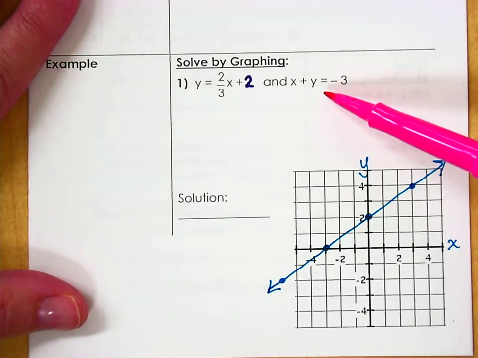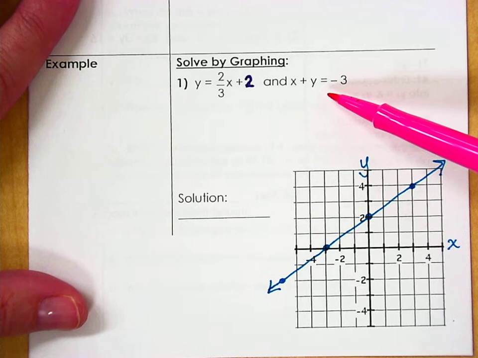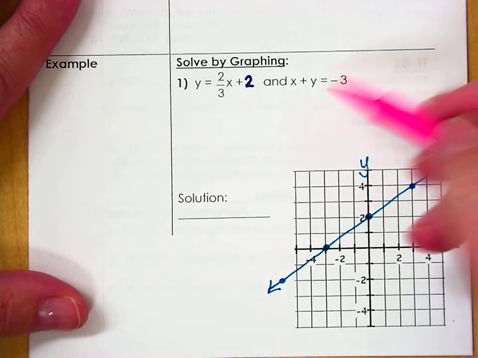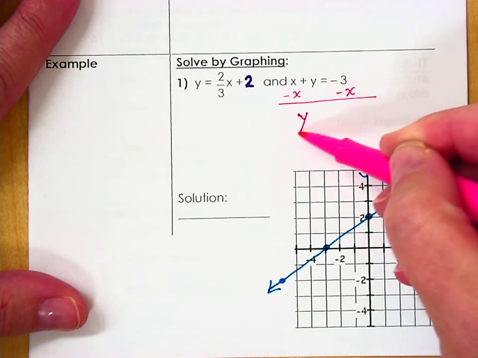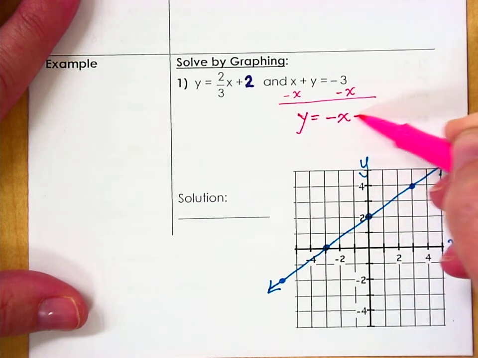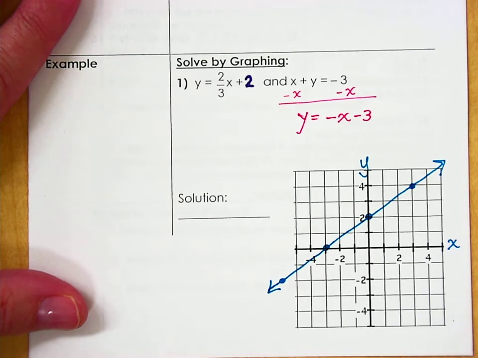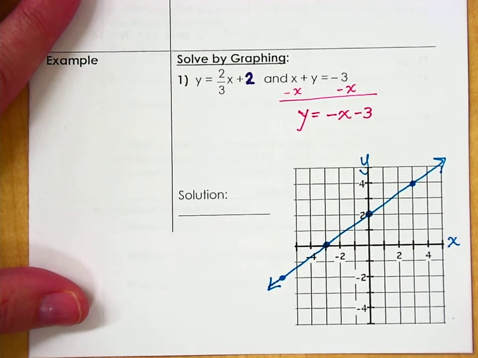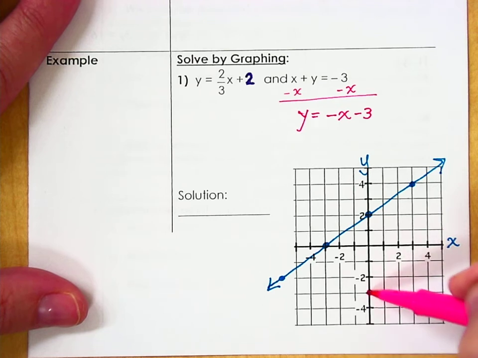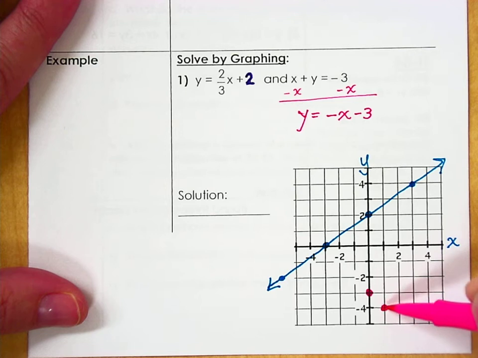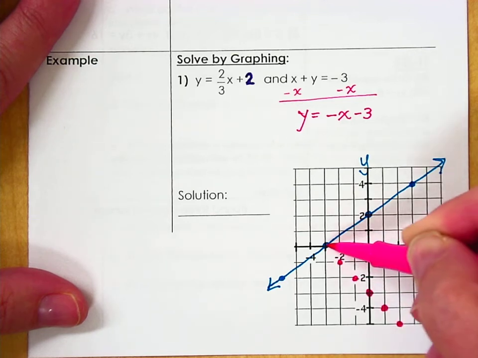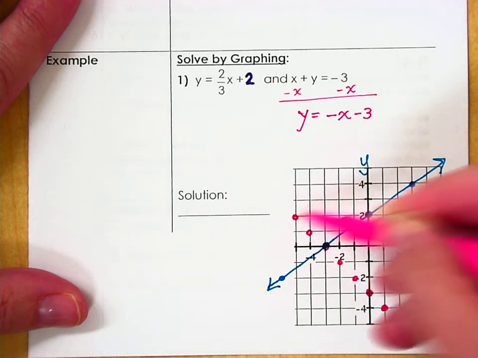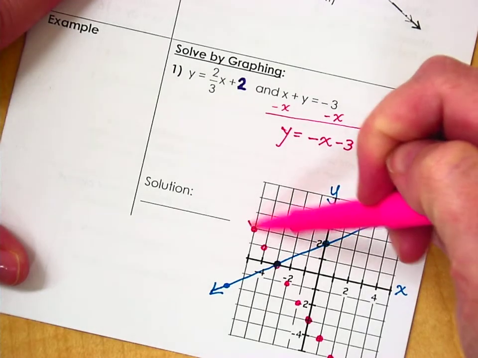Okay, to be able to graph the second equation, one way to do this is to change it to slope-intercept form. So I'm going to subtract the x. Y equals negative x minus 3. We will start on the y-axis at negative 3 and graph the slope, negative 1, down 1 to the right 1, down 1, right 1, and then backwards. And again, we'll connect these.